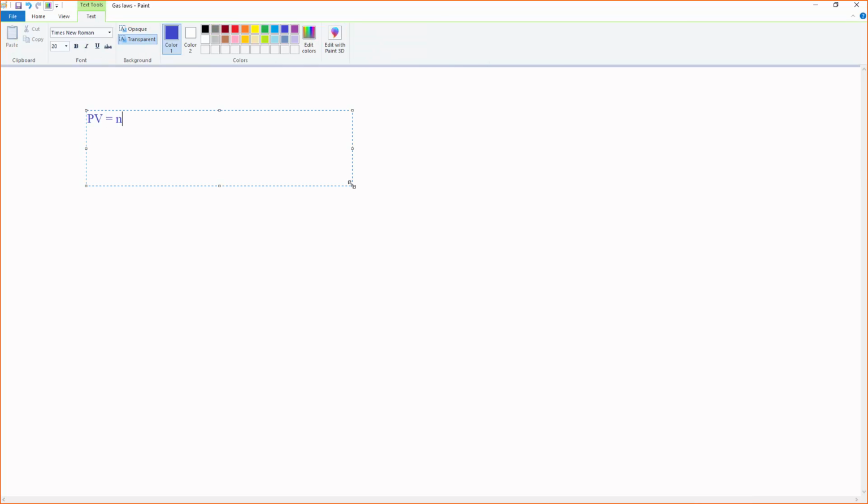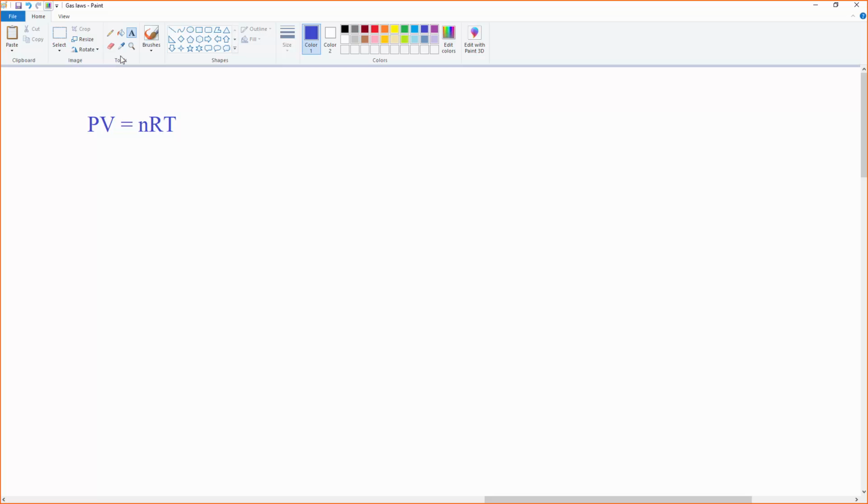PV equals nRT. You can look at this equation. Hopefully you can see all of our individual gas laws kind of come from this. You can see how pressure is directly related to temperature. That was Gay-Lussac's law, right? And volume is directly related to temperature. That's Charles's law. And volume is directly related to number of moles. That's Avogadro's law. And pressure and volume are inversely related. So if these things are constant, if one of these goes up, the other one goes down.